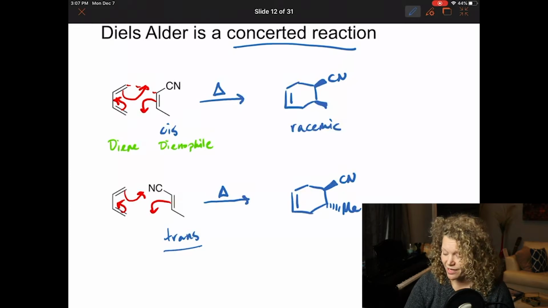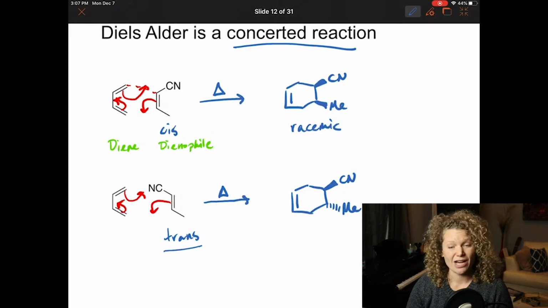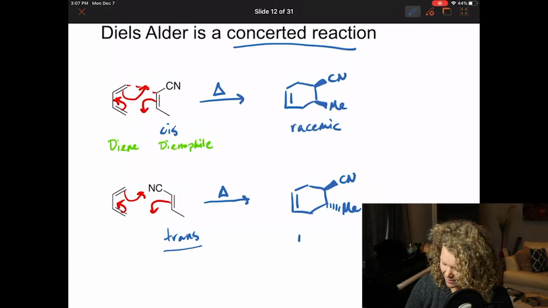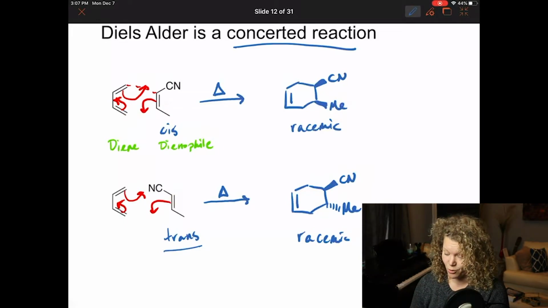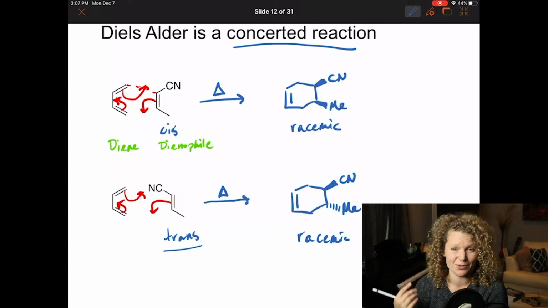So that means that one of them will be up and one of them will be down. We made 2 chiral centers here, just like in our top example. And these 2 chiral centers can both be switched. So that means we can write racemic, meaning that we get both of our 2 products, one where it's drawn like this and one where both of the stereocenters are flipped.